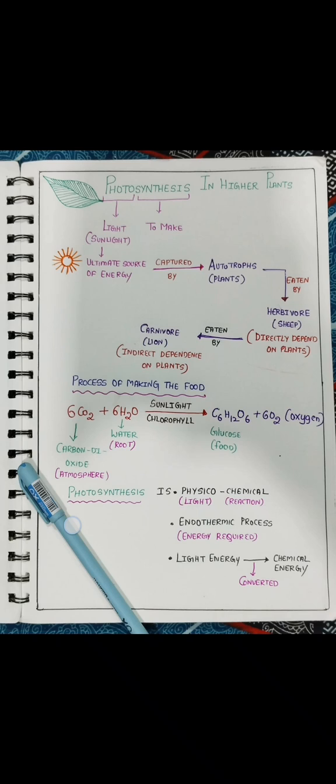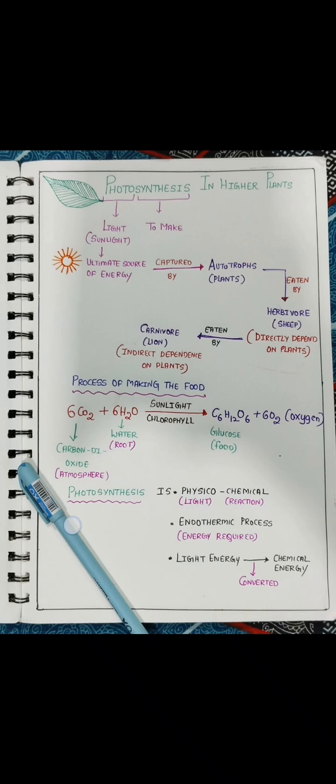In the word photosynthesis, the word is split into two: photo and synthesis. Photo means light. Which light are we talking about here? The sunlight. And synthesis means to make. So, to make food with the help of sunlight is called photosynthesis.